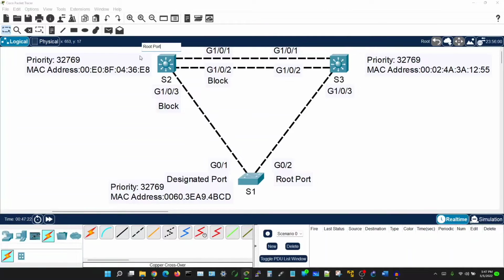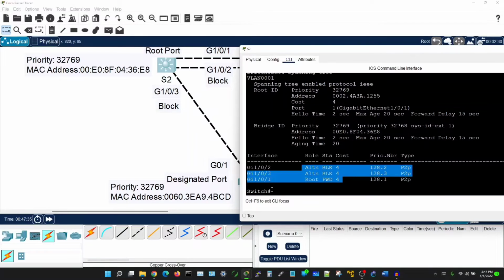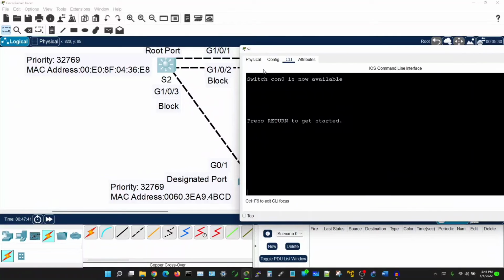Okay, so that was correct. Now how about if we want to make a change here? I want switch 2 to be the root. How can we do that to manipulate our STP or spanning tree algorithm?